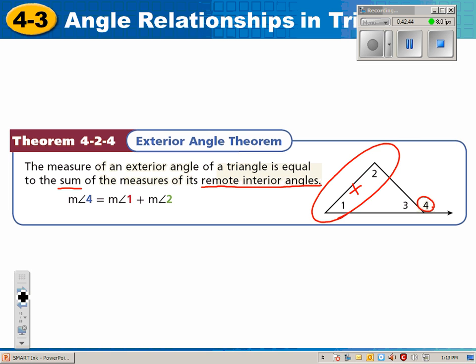Exterior angle, this one's going to be huge. You're going to use it a lot, and then when we don't use it for a lesson or two, it's going to pop back up on another lesson. So you really need to make sure that you get it. An exterior angle should always be equal to the sum of the two angles not adjacent to it.